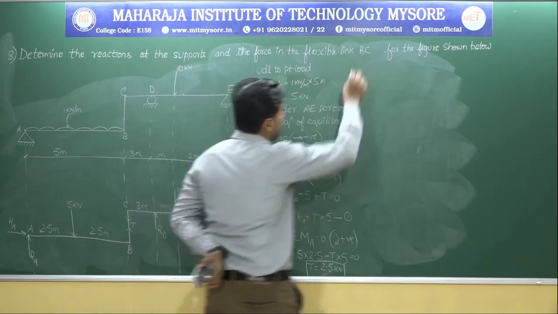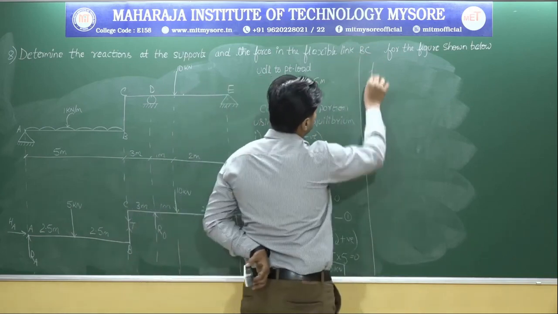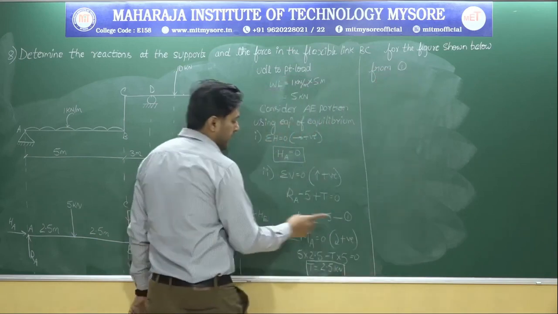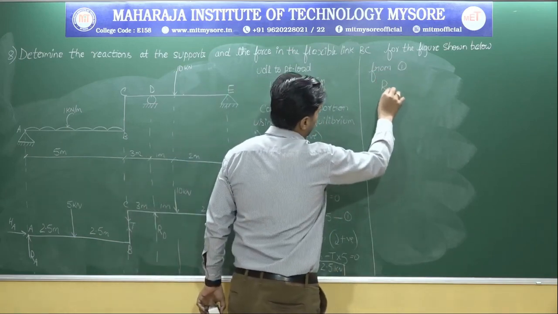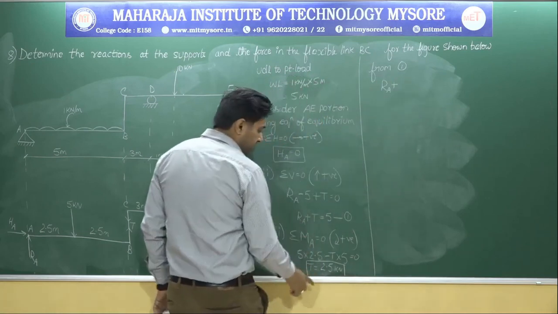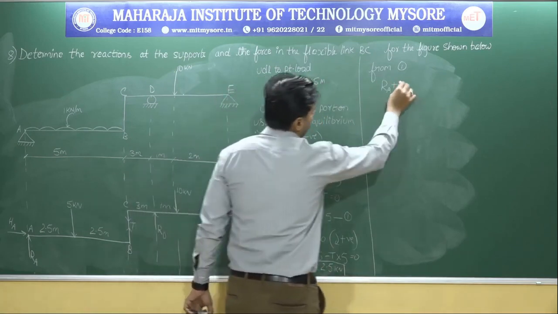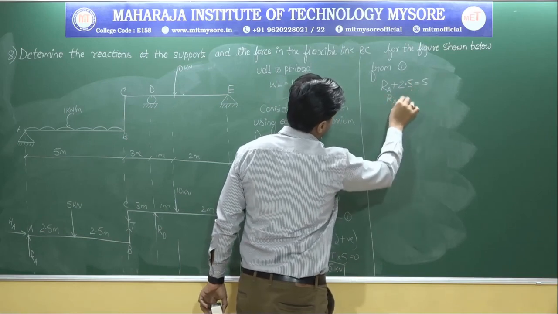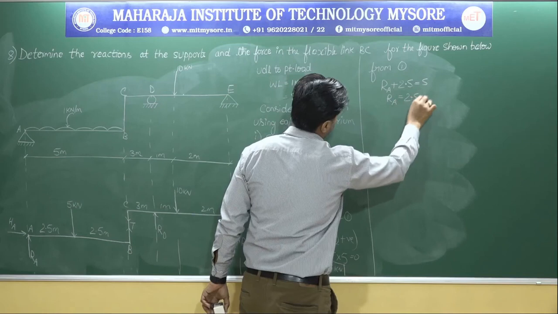Now from equation 1, RA only I need to calculate. The T value we have just calculated, it's 2.5. RA plus 2.5 is equal to 5. So don't you think that RA is also 2.5 kilonewton?